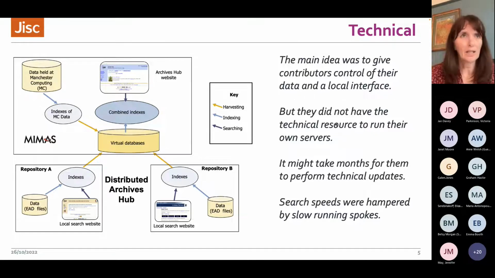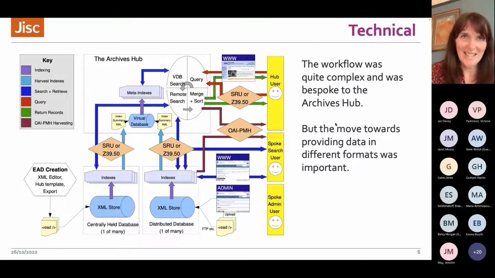But yes, so these technical updates were a problem, and actually search speeds were a particular problem as well. This is the main diagram that I used to spend a lot of time looking at and presenting on and describing, and I'd slightly forgotten about this one as well. So this is how it was all supposed to look, using protocols that were the thing to use at the time. Quite a complex workflow, actually. And as I say, what we started to find was that search speeds were increasingly becoming a problem with this.